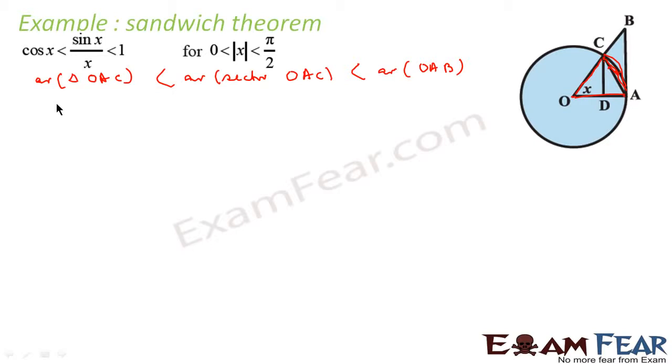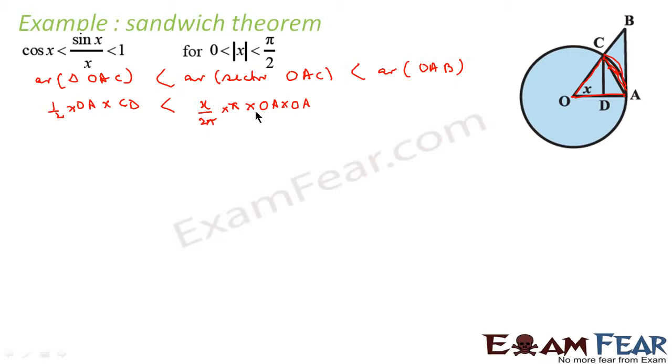Now the area of triangle OAC is nothing but 1 by 2 into OA into CD. CD is the height of this triangle. Now we have to find the area of the sector. So for the area of the sector, the angle is x, so we'll convert into radian. So x by 2 pi, this is the radian, into pi into OA into OA, right? Pi r square.